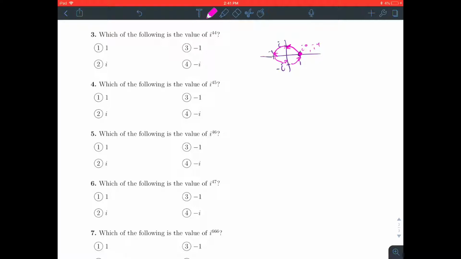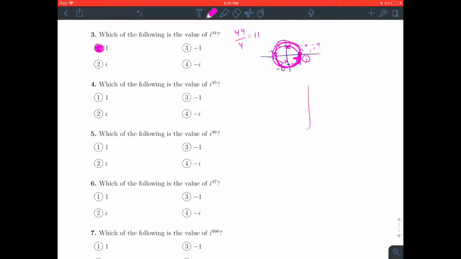Because 44 divided by 4 is 11, it means that it goes in 11 full rotations, the same as before. And so we have 11 full cycles, and if we have 11 full cycles with no remainder, it just keeps putting us back at the 1, and so this must be 1.